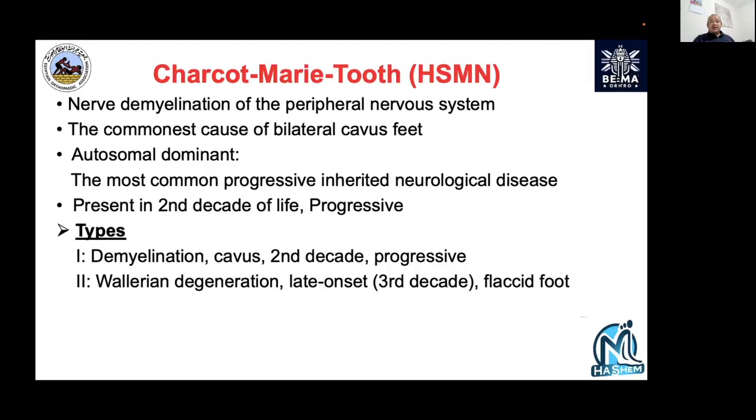There are two types. The most progressive is type 1, with demyelination, and the patient has a cavus in the second decade. Type 2 is a bit less aggressive with some Wallerian degeneration, and it's always late onset, and the patient will be on the flaccid side rather than the spastic side.